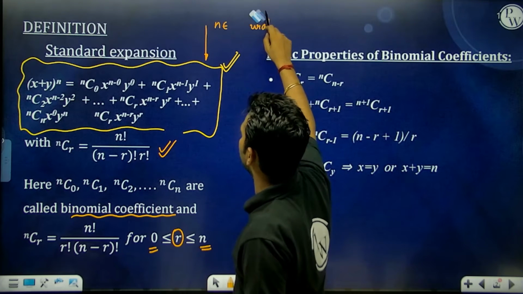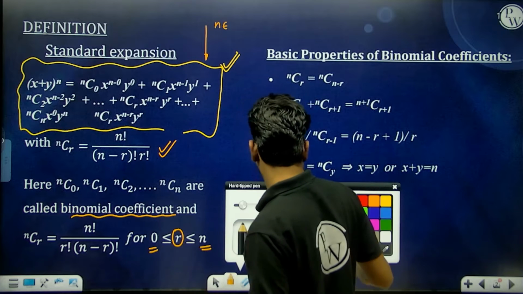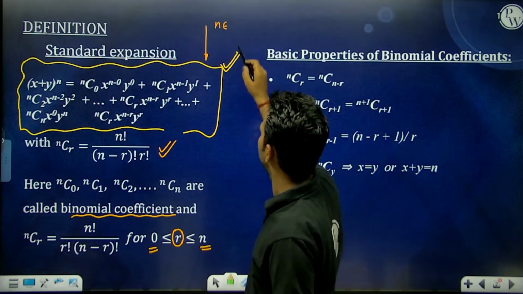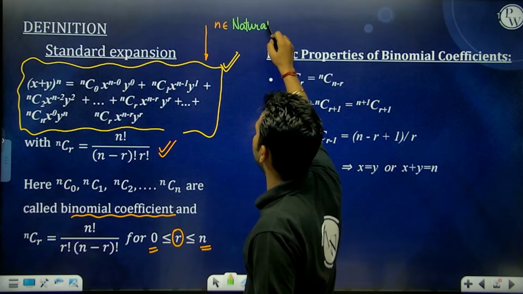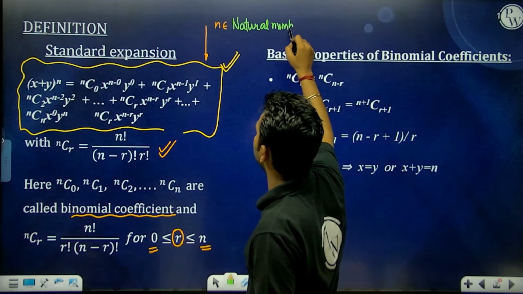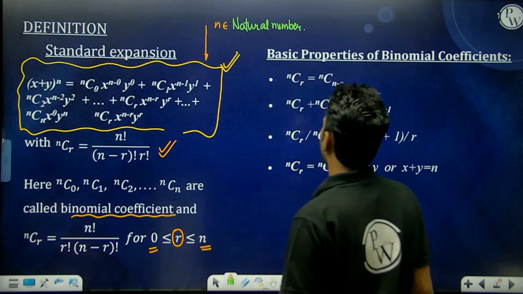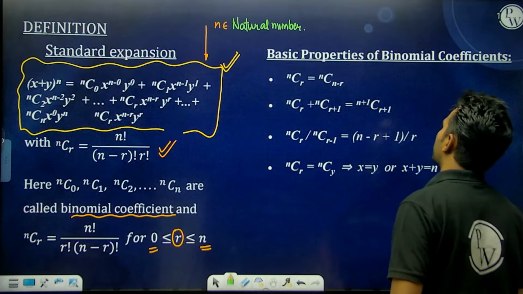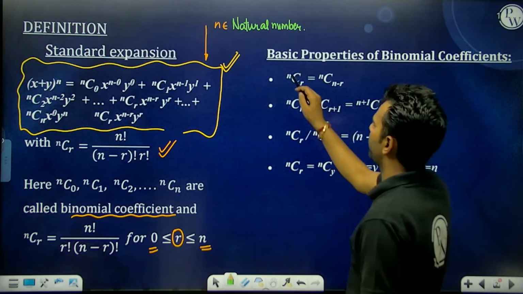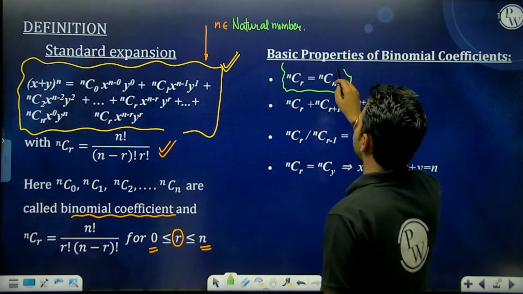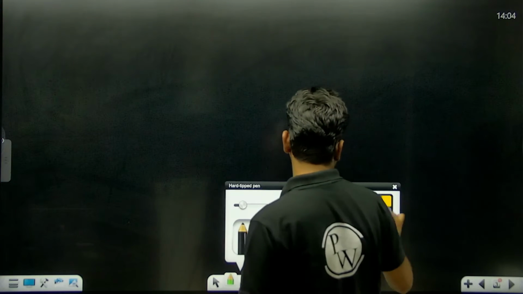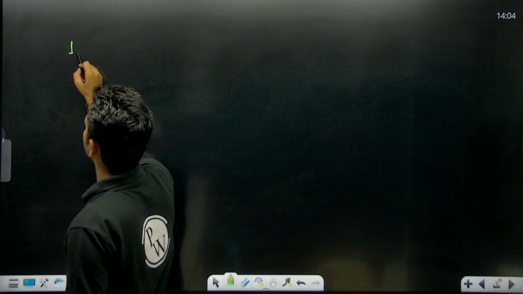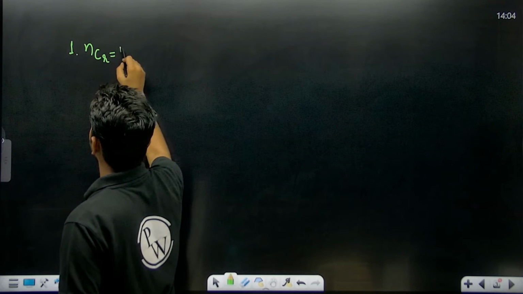n has to be a natural number. Let me write it like this: natural number. I hope you know what natural numbers are: 1, 2, 3, 4 and so on. So these are the basic properties of binomial coefficients. Number 1, we have just seen that nCr is equal to nC(n minus r). So let me explain this property as well: nCr equals nC(n minus r).